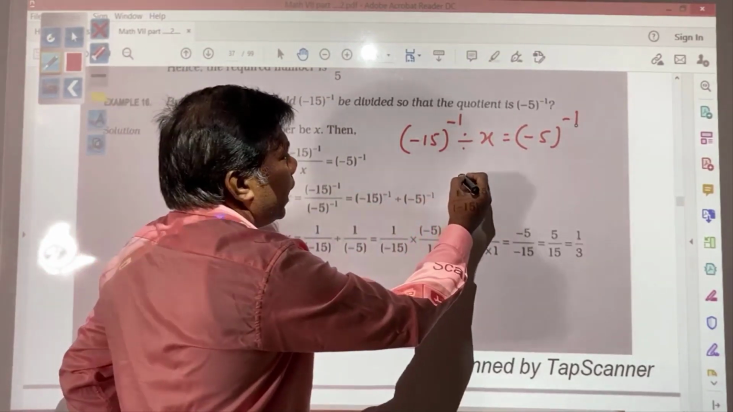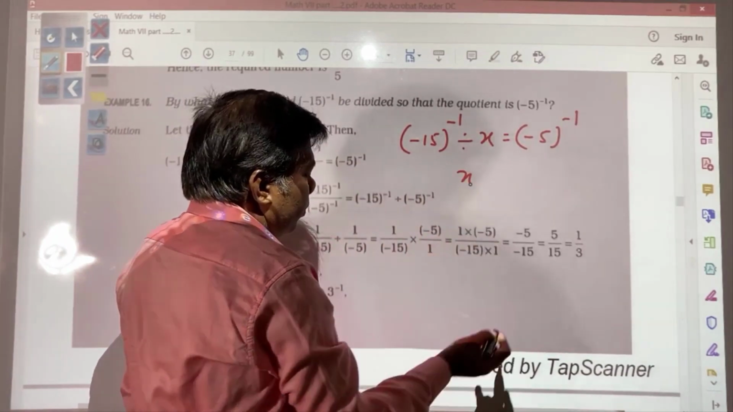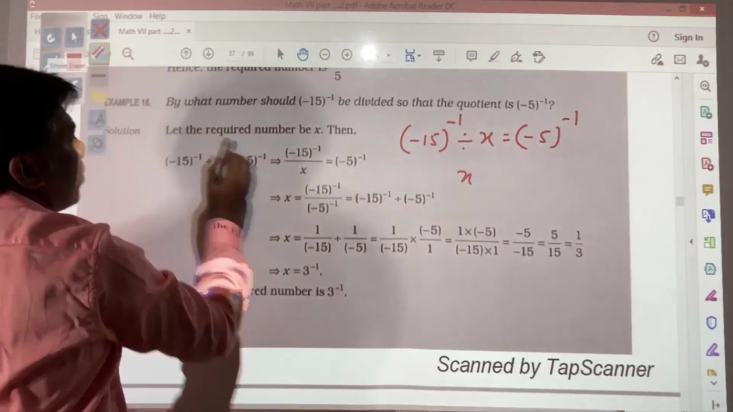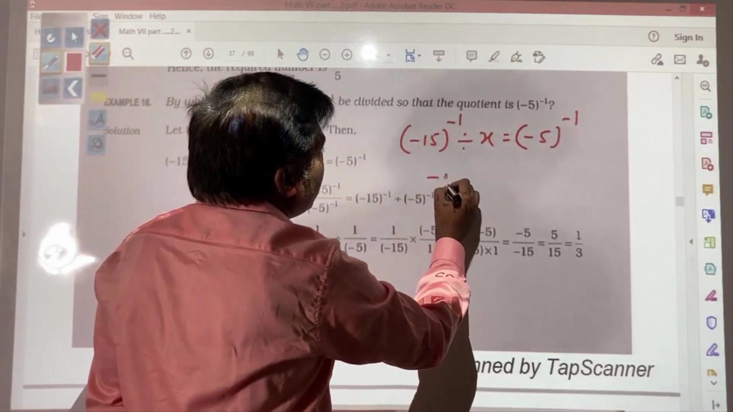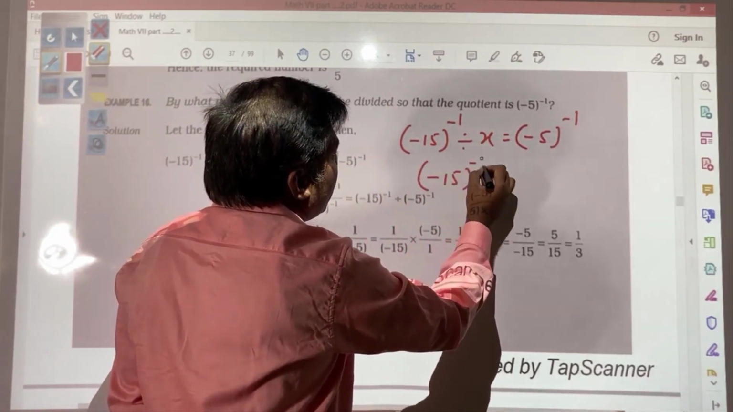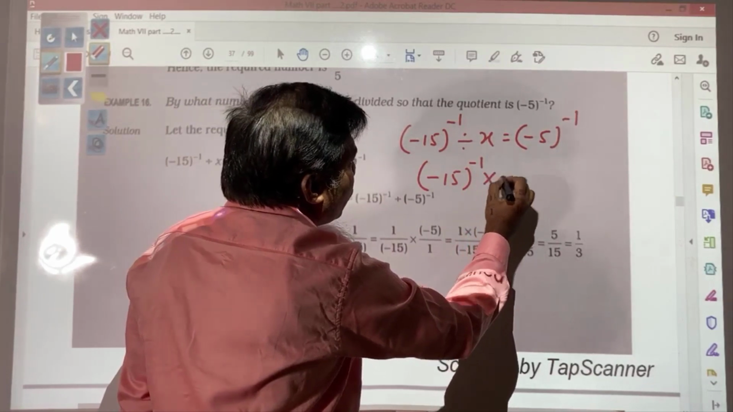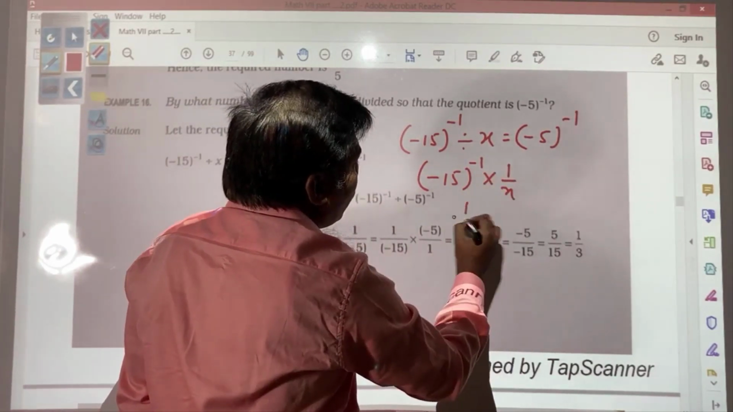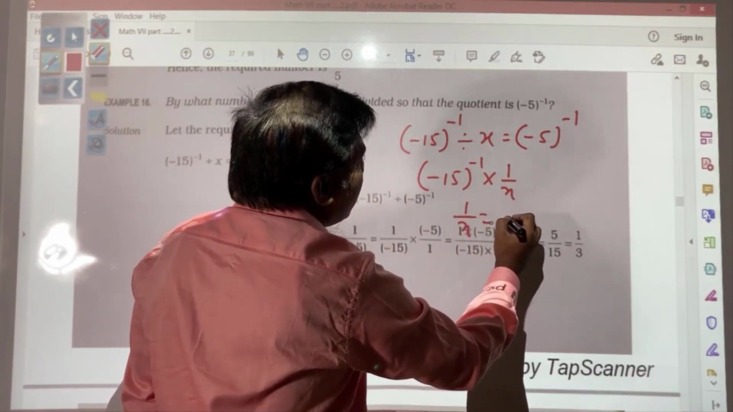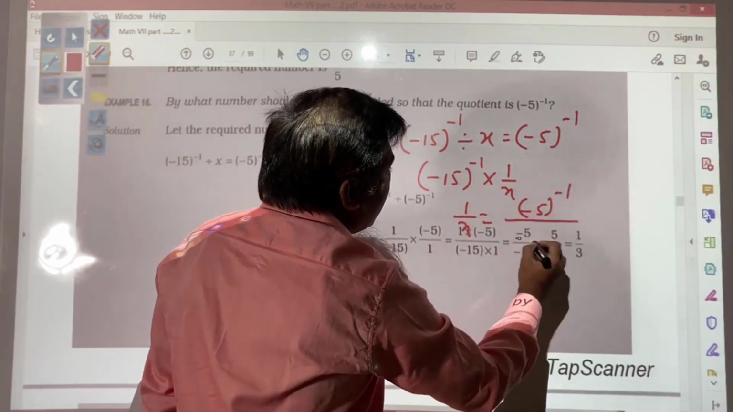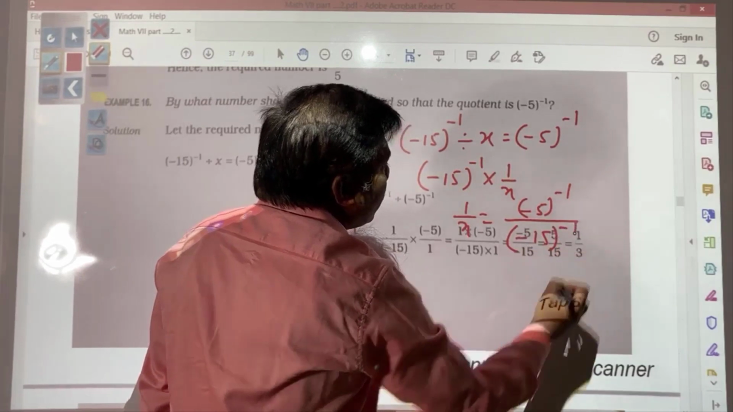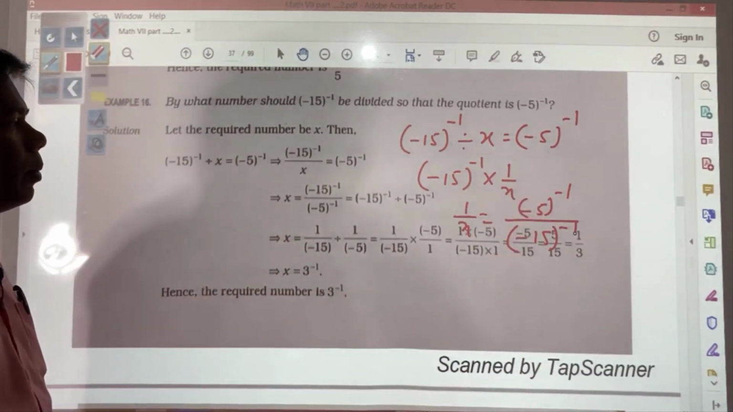So here you see, x will be what? Before that you will write, here you see, this can be written as minus 15 to the power minus 1 into 1 by x, and 1 by x will be minus 5 to the power minus 1 divided by minus 15 to the power minus 1, and then you simplify. It will be easier to solve.